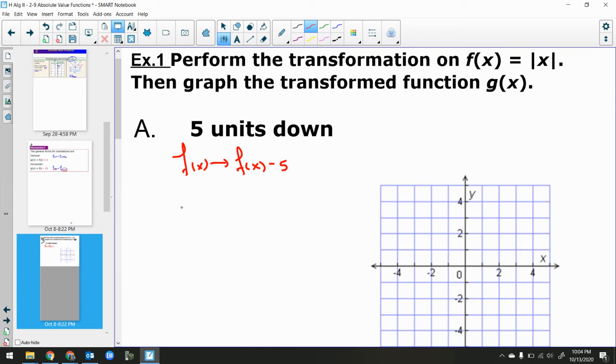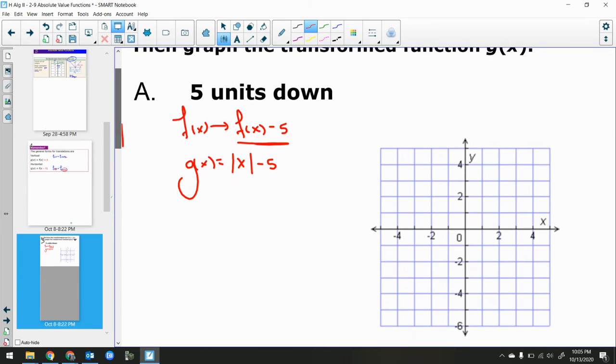So that means that since f of x, this is truly what g of x is going to equal up here, right? g of x is going to equal f of x, which was the absolute value of x, and then I just tack on a -5, literally just like that. So let's go ahead and graph that. Now I'm going to graph my parent on the same graph as my new.